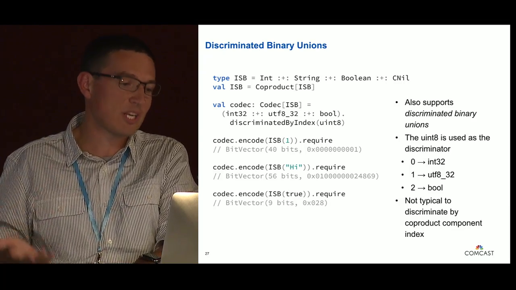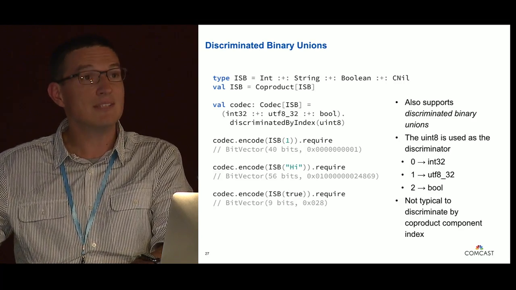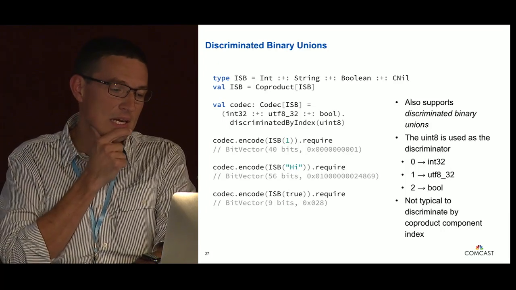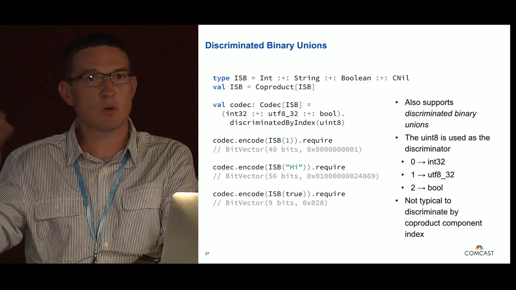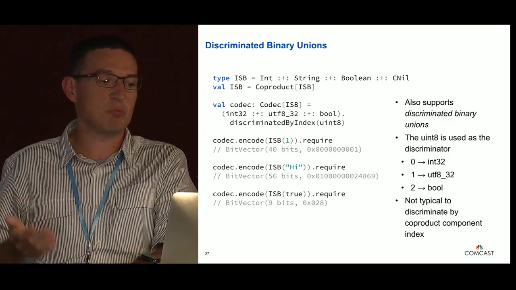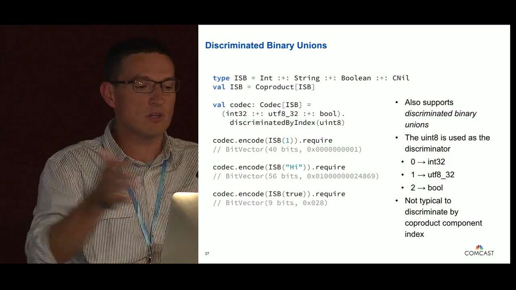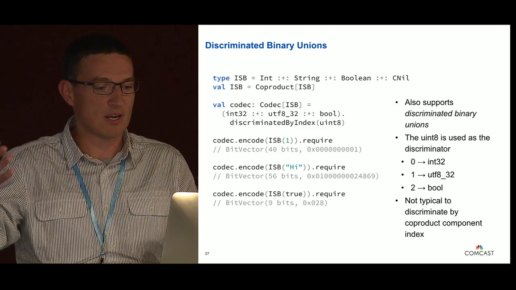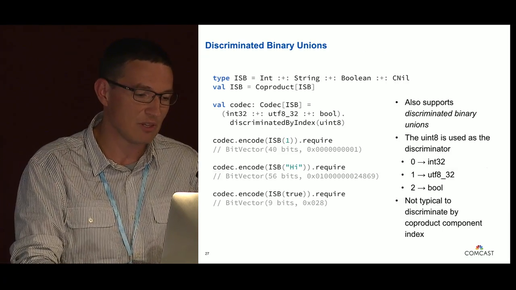So this is one way to do it. We can discriminate by index. It does require a codec of int as its argument, that u and 8 we're passing as a codec of int. But nonetheless, it does seem a bit arbitrary. This works great if your discriminators happen to be 0, 1, and 2, and you have some control over your coproduct ordering such that you can define 0, 1, and 2 to match whatever your discriminator tags are. But this typically is not very useful.